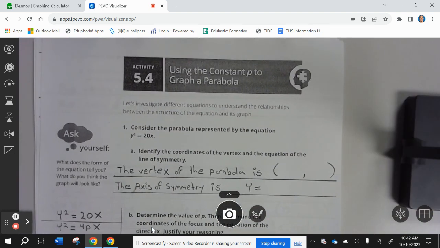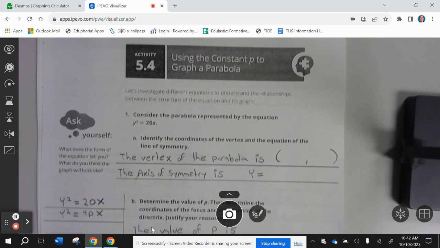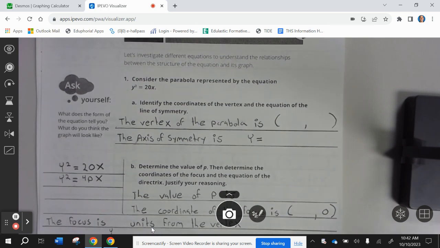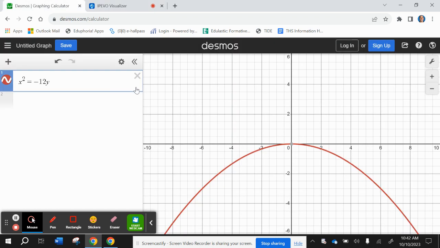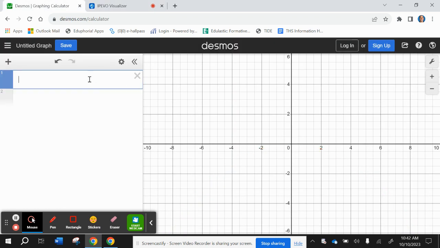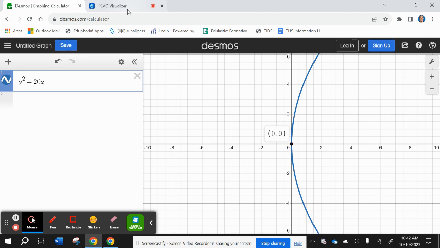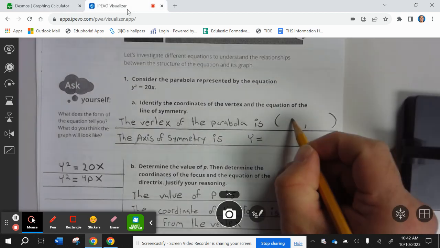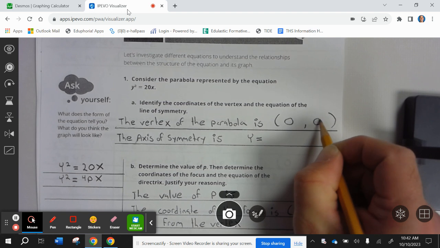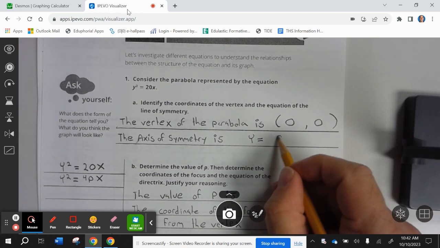Activity 5.4, Using the constant p to graph a parabola. Let's investigate different equations to understand the relationship between the structure of the equation and its graph. Consider the parabola represented by the equation y squared equals 20x. Identify the coordinates of the vertex and the equation of the line of symmetry. To do this, we're going to graph this in Desmos. We're going to graph y squared equals 20x. So the vertex of the parabola is (0, 0). The axis of symmetry is y equals 0.